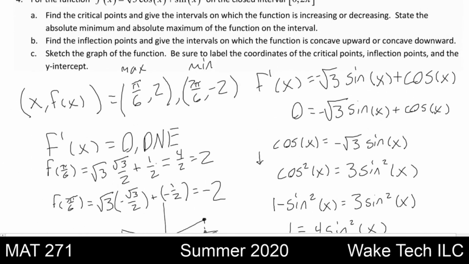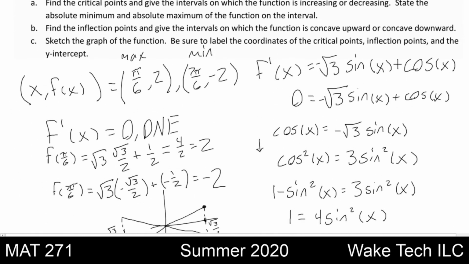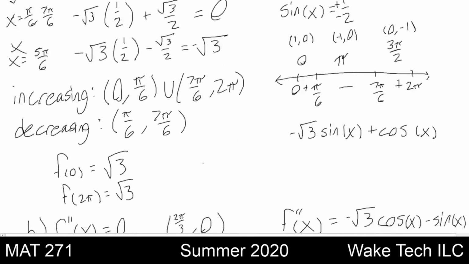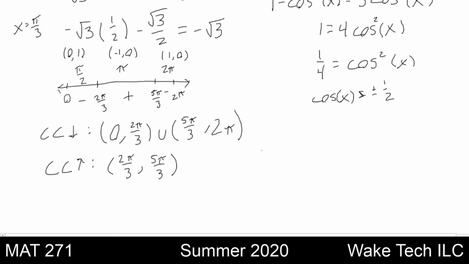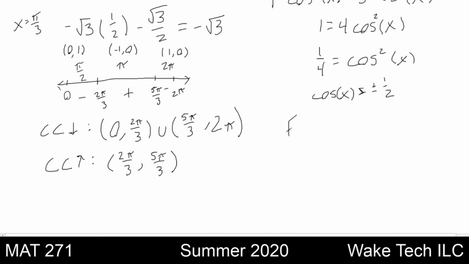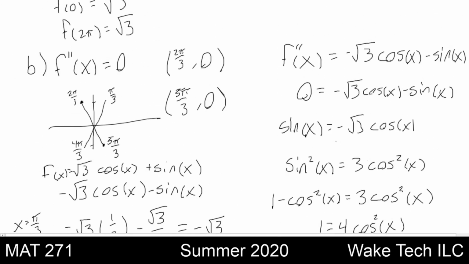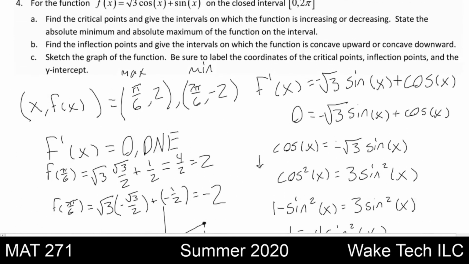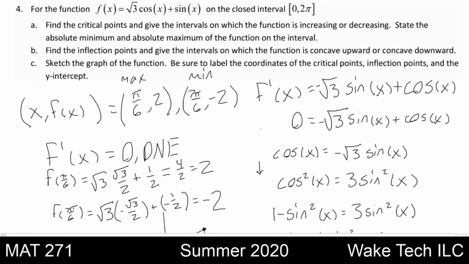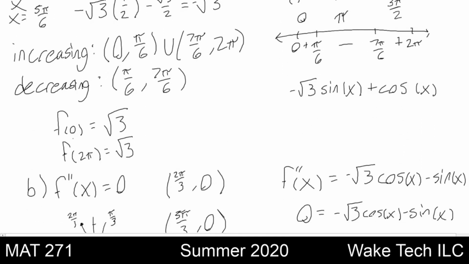Part C asks us to sketch the graph, and it has us label coordinates of the critical points, the inflection points, and the y-intercept. So we need to know one more point to sketch this graph. They want to know the y-intercept, which is just f of 0 every time. But with the corresponding x value, so it's 0, f of 0 is more accurate. The y-intercept, because the y-intercept is a point. If I plug in 0 into my original function, cosine is equal to 1, and sine is equal to 0, so it's just the square root of 3, which is actually something that we already found right here.